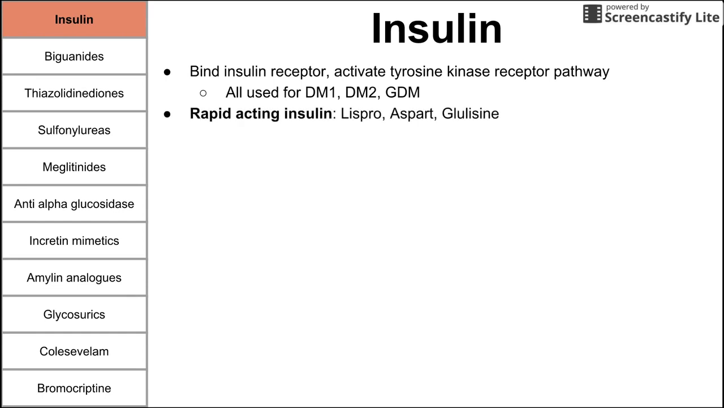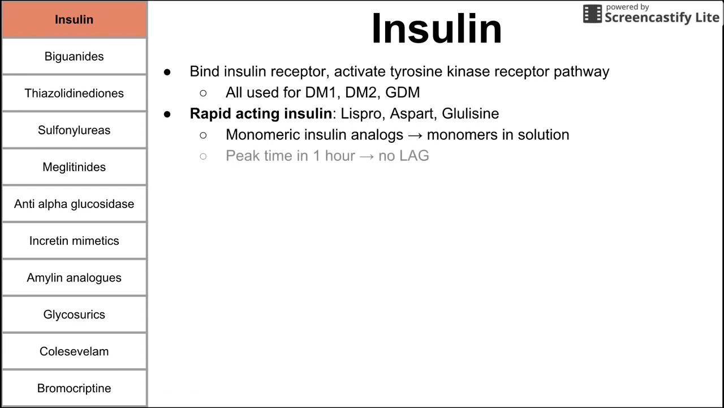We're going to start with the rapid-acting insulins. These are Lispro, Aspart, and Glulisine. These are monomeric insulin analogs. They are monomers in solution. They break down pretty quickly, and that's why they're rapid-acting. So the peak time here is 1 hour, and there's really no lag before these rapid-acting insulins start to take effect. So that lack of lag is a mnemonic that can help you remember Lispro, Aspart, and Glulisine.